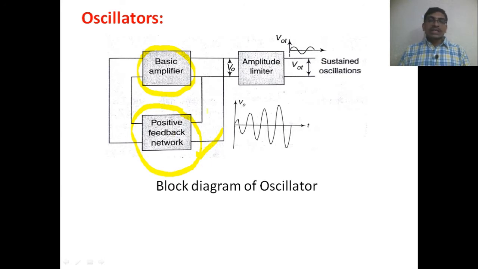The output of the amplifier will be given to the positive feedback network, and the feedback signal will be the input for the basic amplifier. The amplitude limiter is there to maintain a constant, stable amplitude for the output signal.